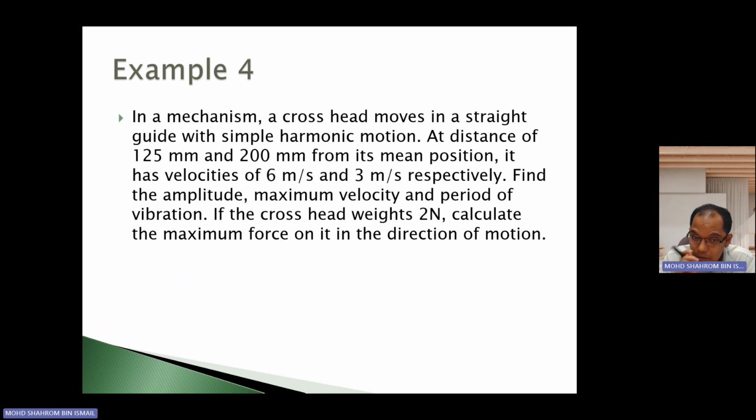A crosshead moves in a straight guide with simple harmonic motion. It has a velocity of 6 meters per second and 3 meters per second. Find the amplitude, maximum velocity, and the period of vibration. If the crosshead weighs 2 Newton, calculate the maximum force in its direction of motion.